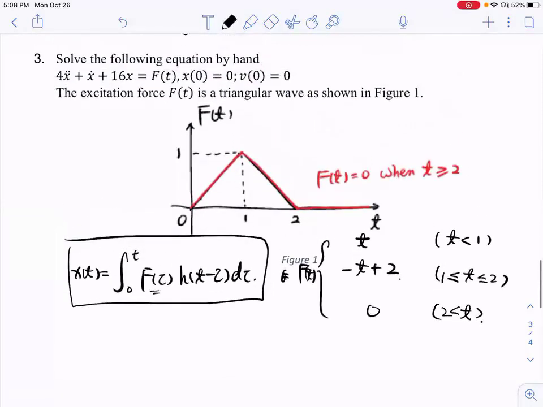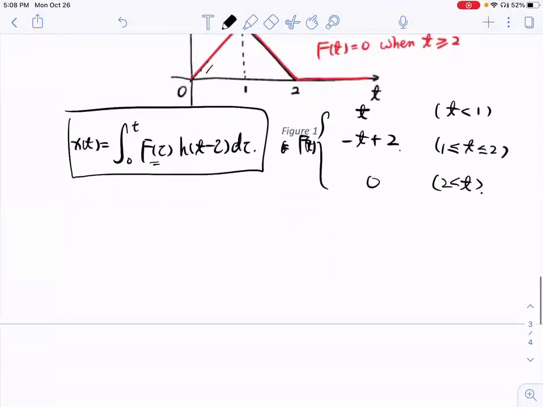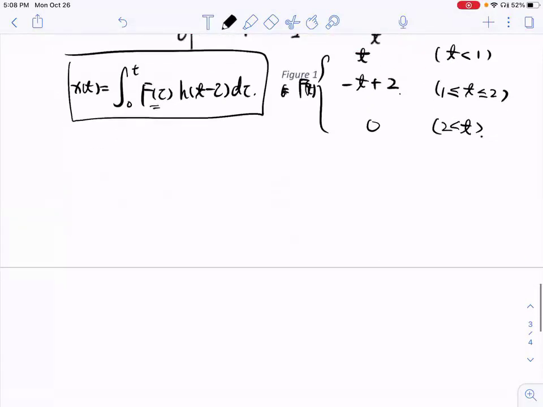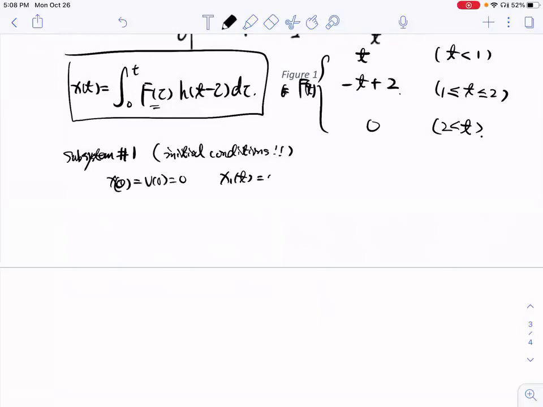So let's look at here. You have a square wave. All right, so subsystem number 1 is initial conditions. Always initial conditions. In this case, all the initial conditions are 0. So that's why the solution for this free vibration is just 0. Your system is not moving at all due to the initial condition.